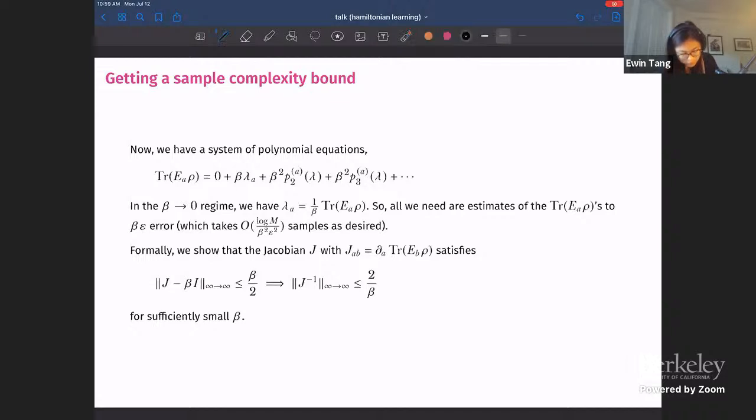More formally, we do use this to show the desired bound on the Jacobian that gives us the optimal sample complexity upper bound. The reason this is true is that the Jacobian is just beta times the identity plus some beta squared order terms. So if you make beta sufficiently small, then the first term dominates. Then the Jacobian behaves like beta times the identity, in the sense that its inverse is not too large.